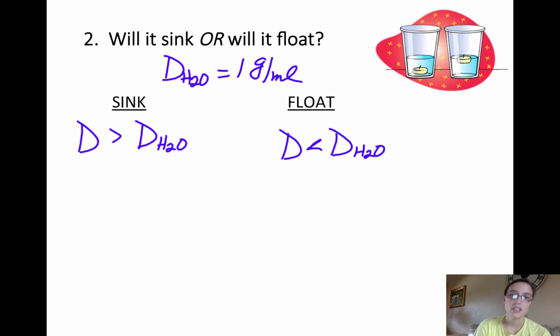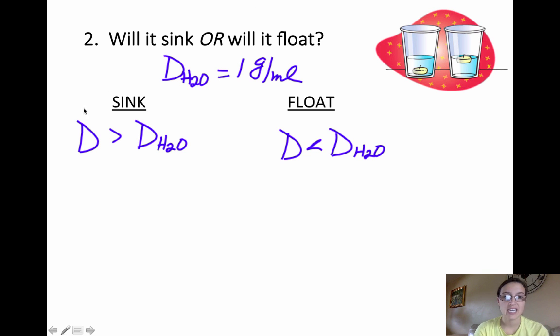So will it sink or will it float? This is pretty much the most important application of density. So the density of water is 1 gram per milliliter. That's something that you need to know. You need to memorize that the density of water is 1 gram per 1 milliliter. So that means if you fill a graduated cylinder with 10 milliliters of water, that's going to have a mass of 10 grams. Make sure that you get in the habit of saying mass, not weight. Those are two different things. Okay, so mass is in grams.